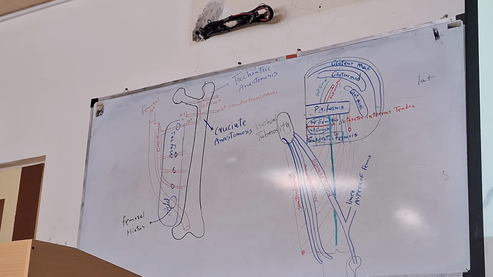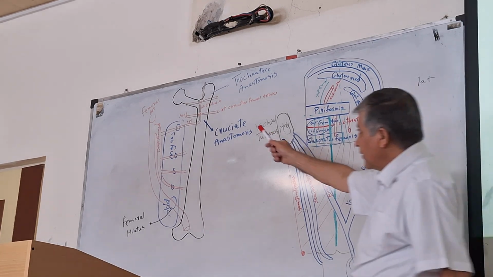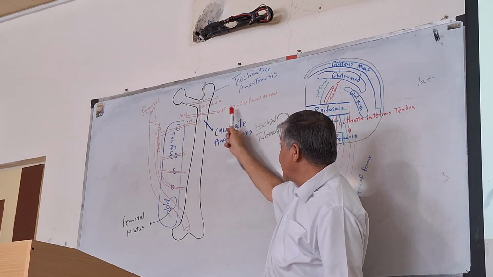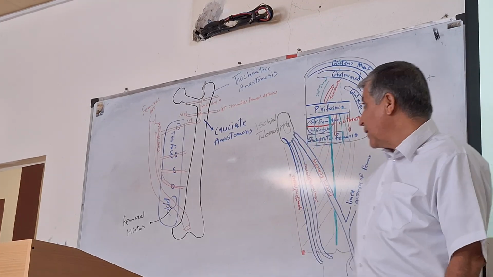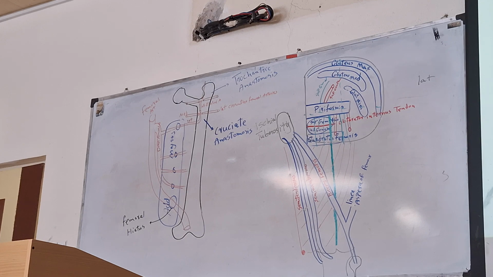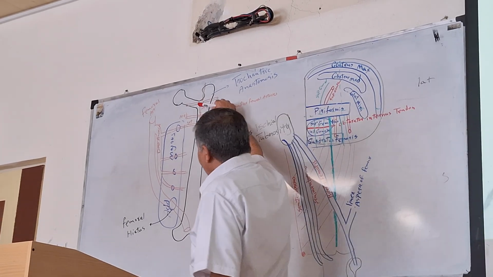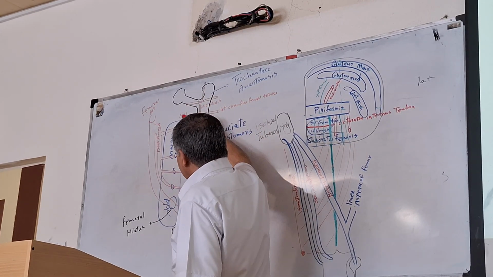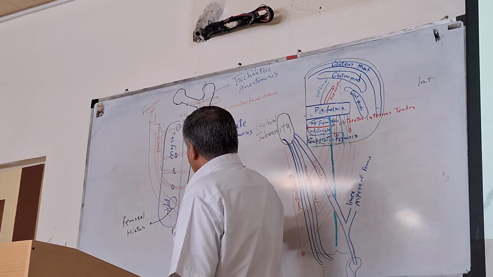Which arteries contribute to formation of the cruciate? Yes, the medial and lateral circumflex femoral arteries, not deep. And the inferior gluteal artery. These arteries form the cruciate anastomosis.